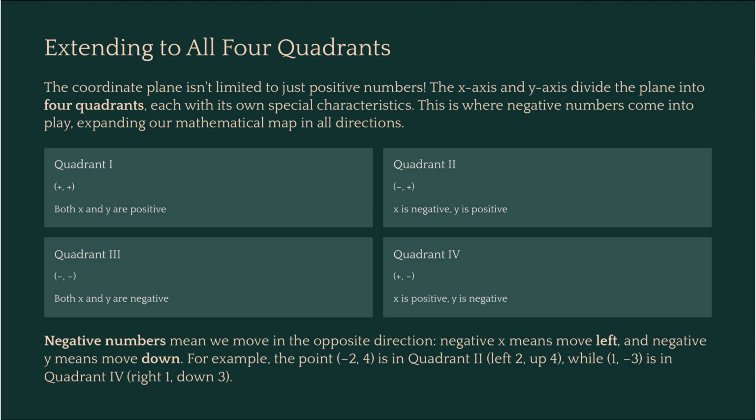The plane is divided into 4 sections by the axes. If the x value is negative, you move left. If the y value is negative, you move down. For example, the point (-2, 4) is in quadrant 2 because you move left 2 and up 4. Learning to navigate all 4 quadrants is key to advanced geometry.